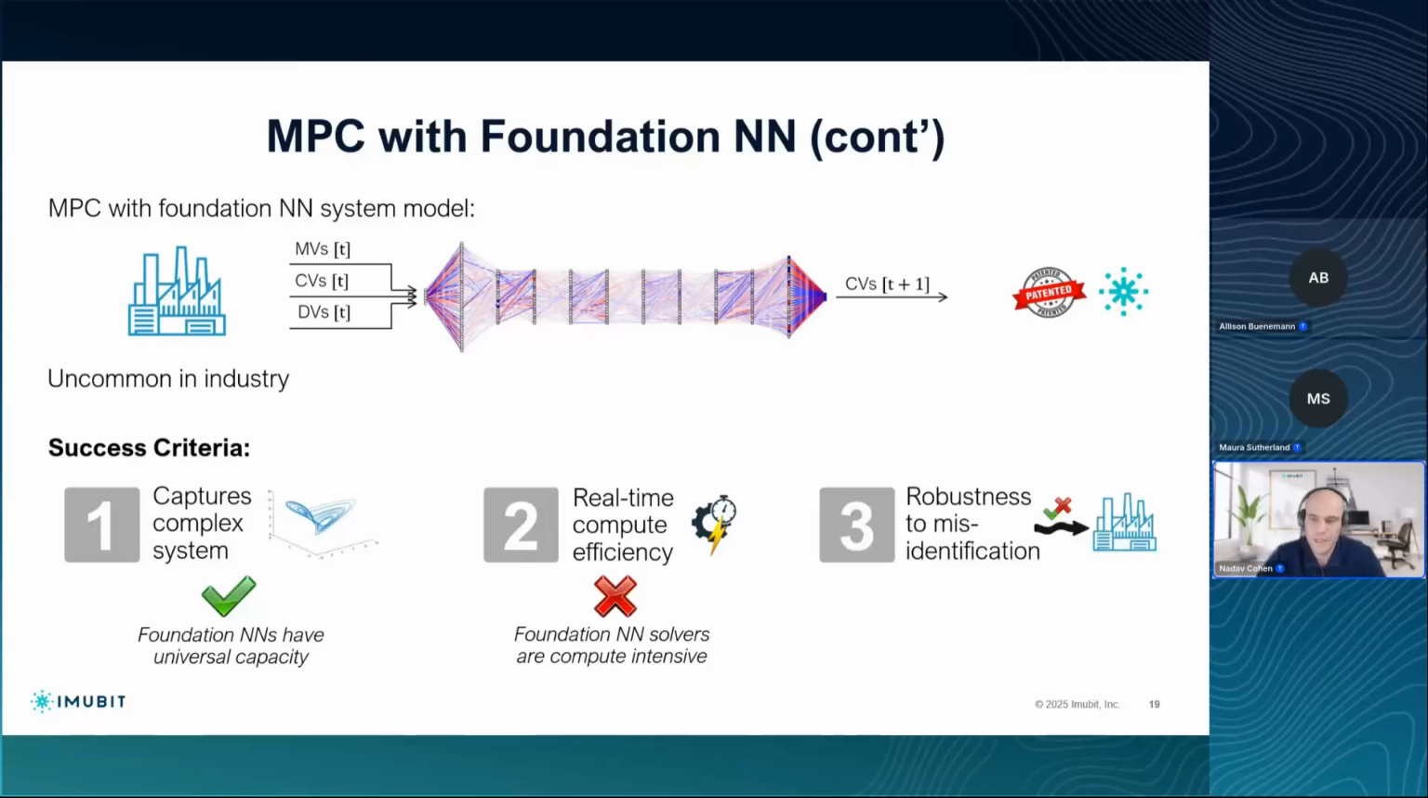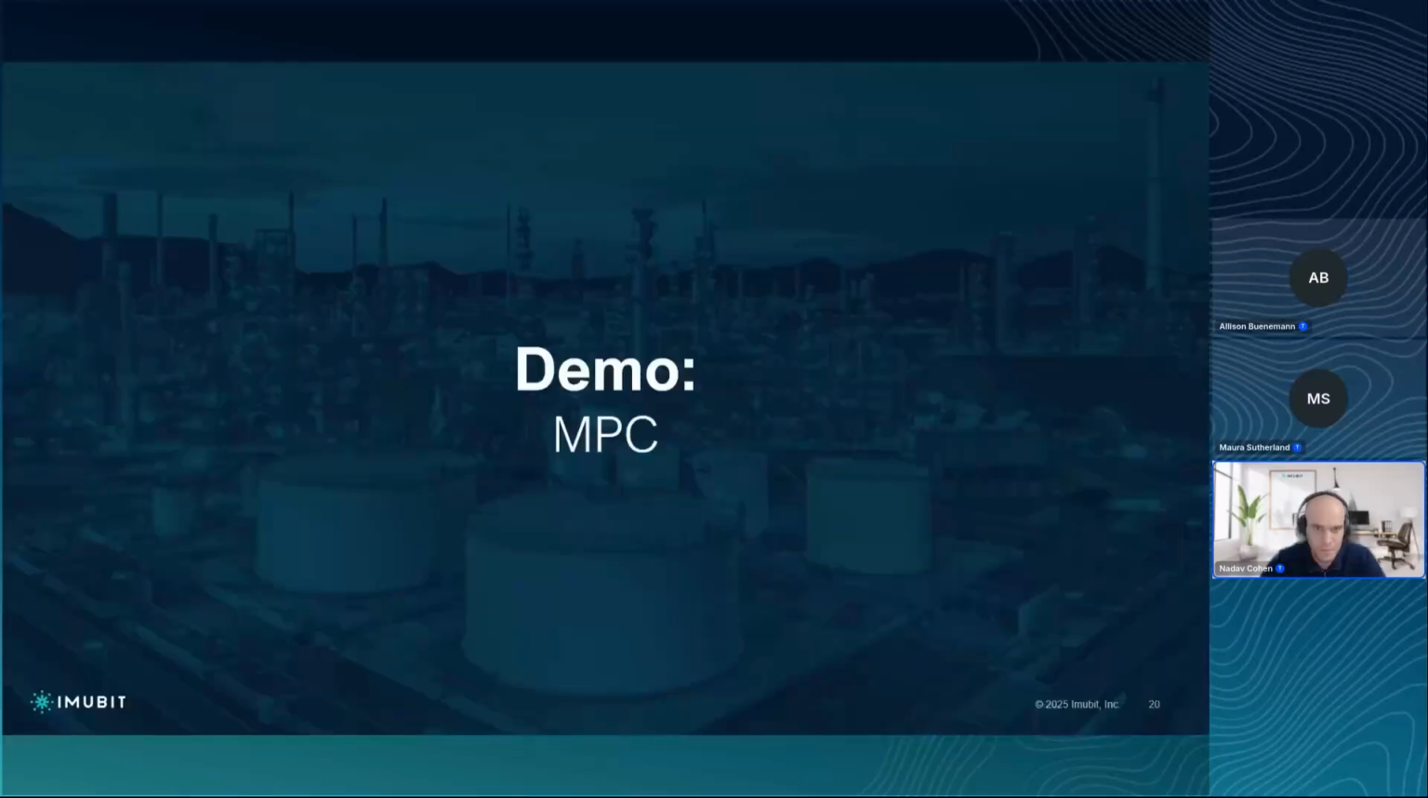And in terms of robustness to misidentification, this is also a significant problem, because solvers over foundation neural networks are very sensitive to the identified parameters. What do I mean by that? I mean that if the parameters of the system model, which in this case is a foundation neural network, are not perfectly tuned, and they never are, then the solver will be misled by these inaccuracies, and it could lead to control moves that are entirely off. And I would like to now demonstrate this.